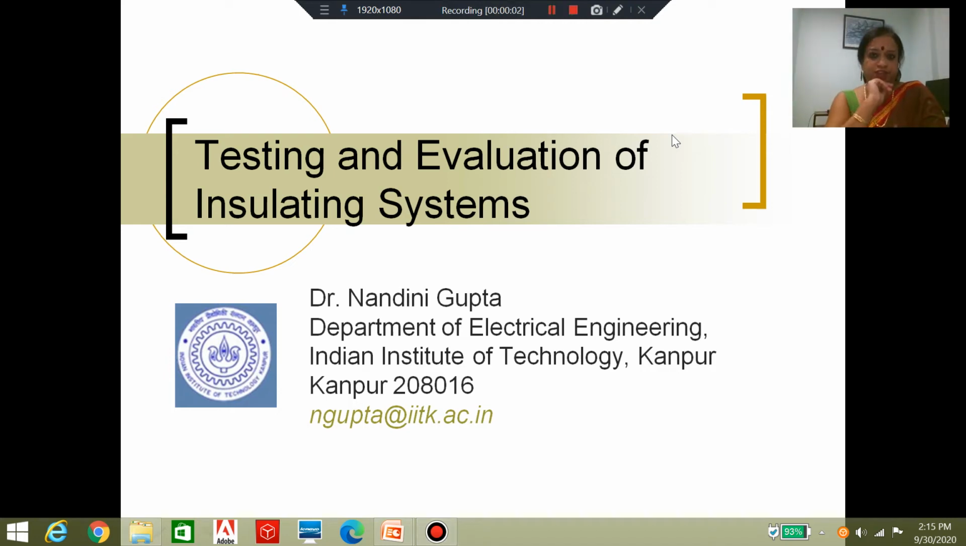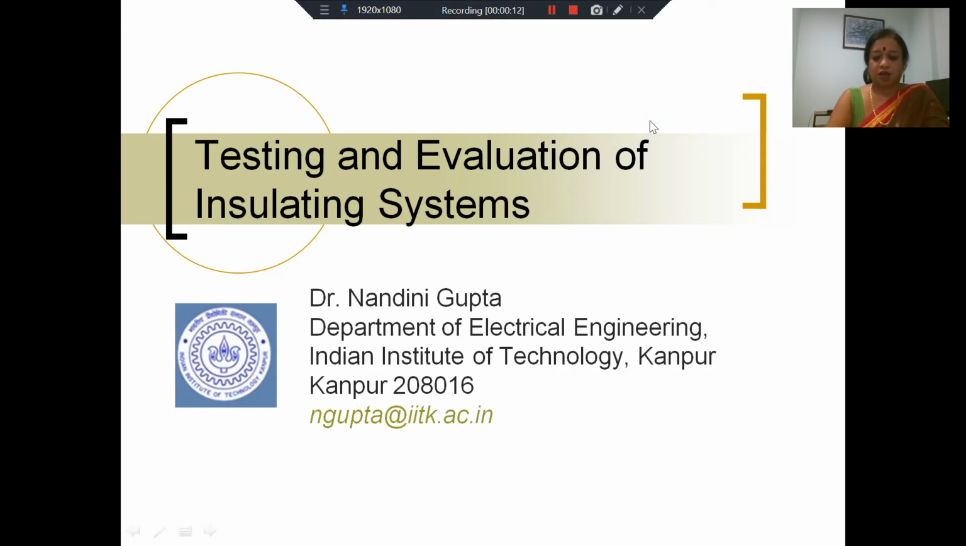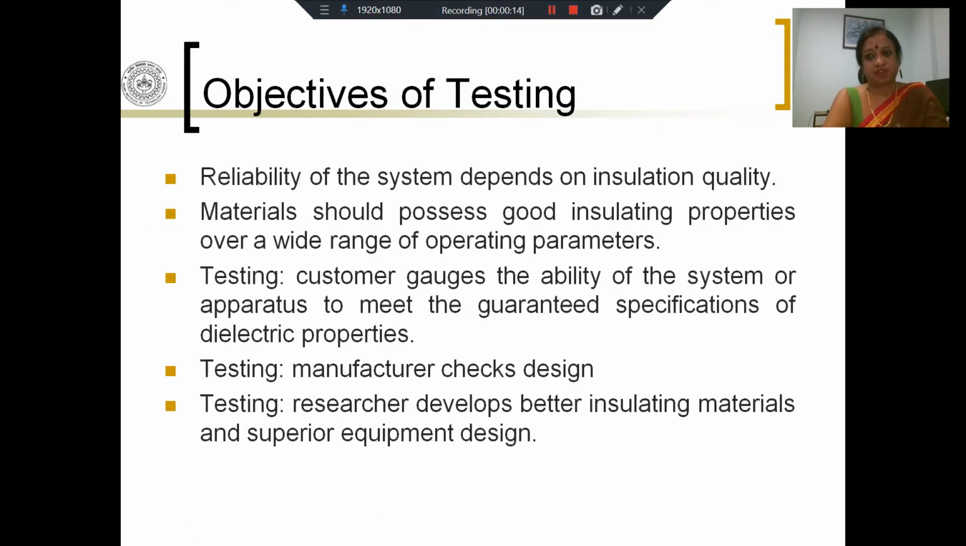So in this lecture, we are going to talk about testing and evaluation of insulating systems. So we have talked about certain concerns in designing the insulation, and we have also figured out what are the various mechanisms by which breakdown may progress inside a dielectric. What are the objectives of testing?